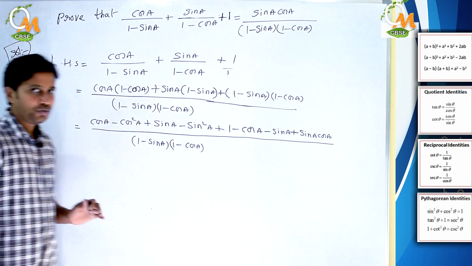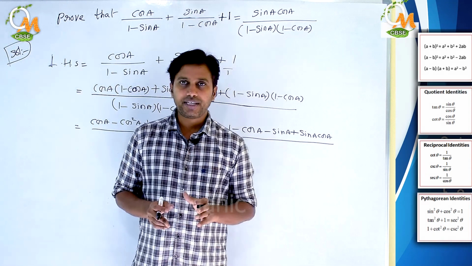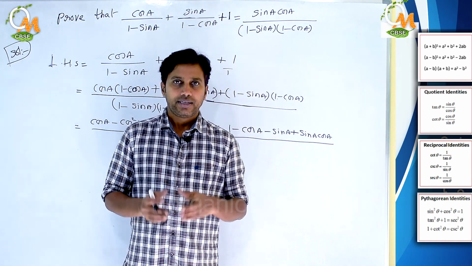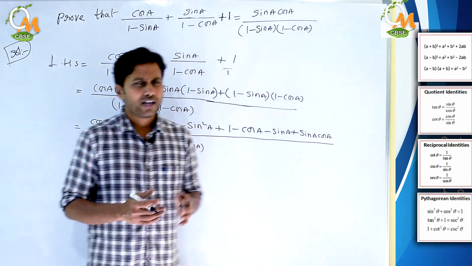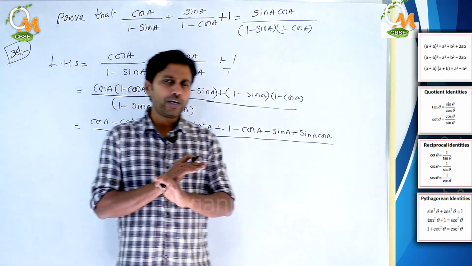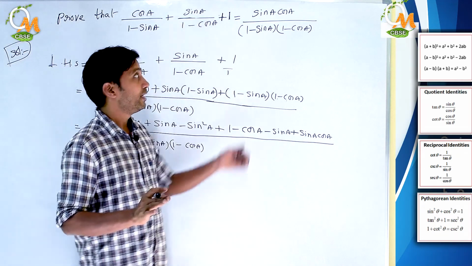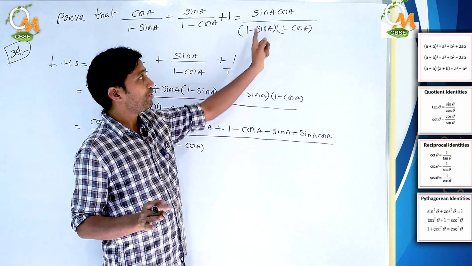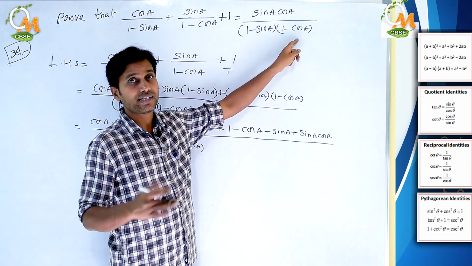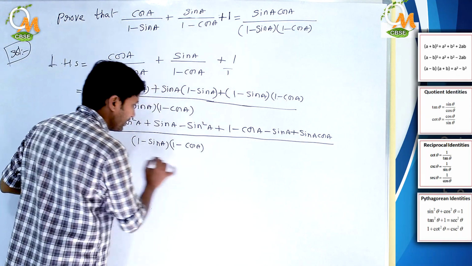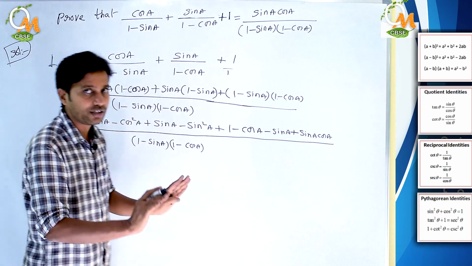Right, and there is a common sense here. Every time I am telling you, try to estimate the answer. Don't go blindly. Don't follow anyone blindly, even me, don't follow blindly. Here you need to estimate the answer. In your RHS part, you need to get 1 minus sin A into 1 minus cos A in the denominator. Already we have it, so we don't need to modify this. Understood? We don't need to touch the denominator.